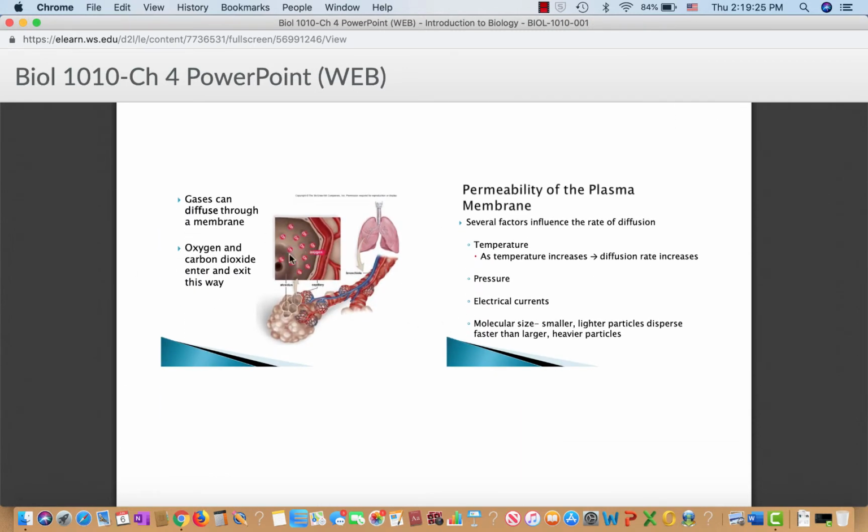Gases tend to diffuse through membranes, like in our lungs. So this is an alveoli here with these little capillary beds around it. You are diffusing oxygen into the blood, because by the time it comes back around to the lungs, it's oxygen depleted, and then you are diffusing CO2 out of the blood and into the gaseous space in the alveoli, because at this point it's full of CO2.